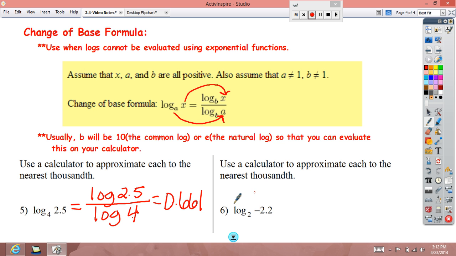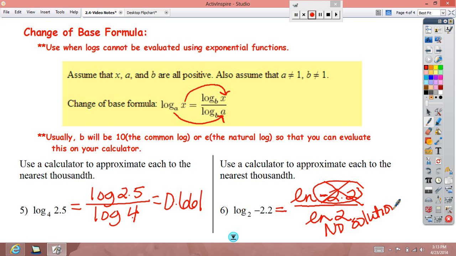Okay, how about this one here? Log base 2 of negative 2.2. Okay, if we set this up in the change of base, let's say we use ln this time. ln negative 2.2 over ln of 2, right? Negative 2.2 comes here, 2 comes here. Oh, but you know what? I remember something, right? X, A, and B all have to be positive. Well, this isn't positive, right? I know you're answering my questions at home. And so this one's no solution or undefined because you can't do that.